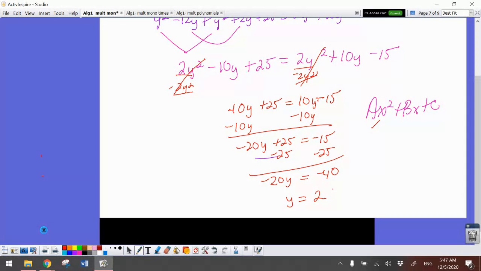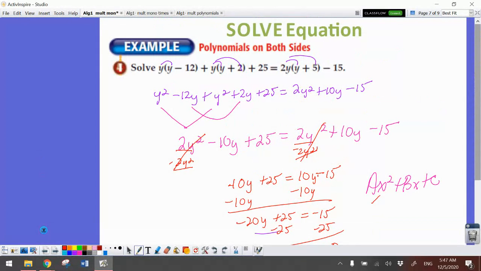Okay, y is going to be 2. Now, if I wanted to check myself to make sure I'm right, I would check myself like I normally do. I would substitute in, and I can substitute into either this step, or this step. So 1, 2, or 3. And I should come up with a true statement. Okay, so checking to see that your answer is correct is the same way as we check always.